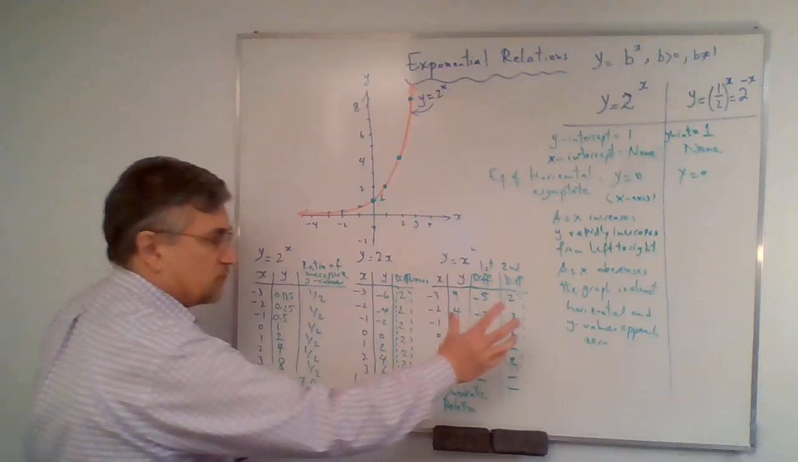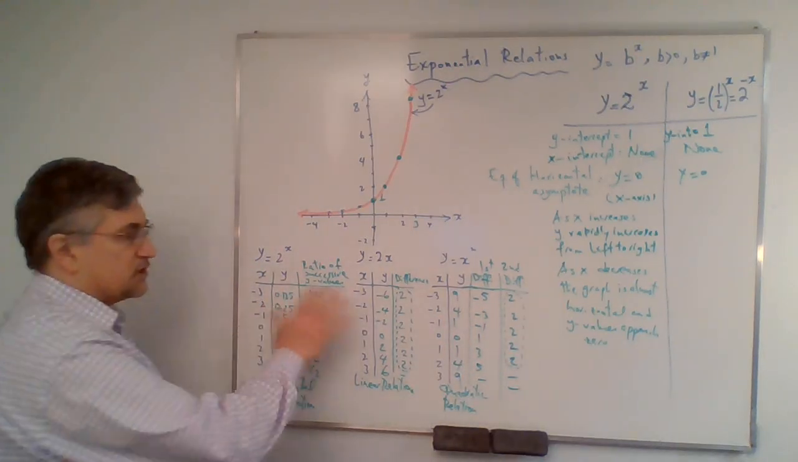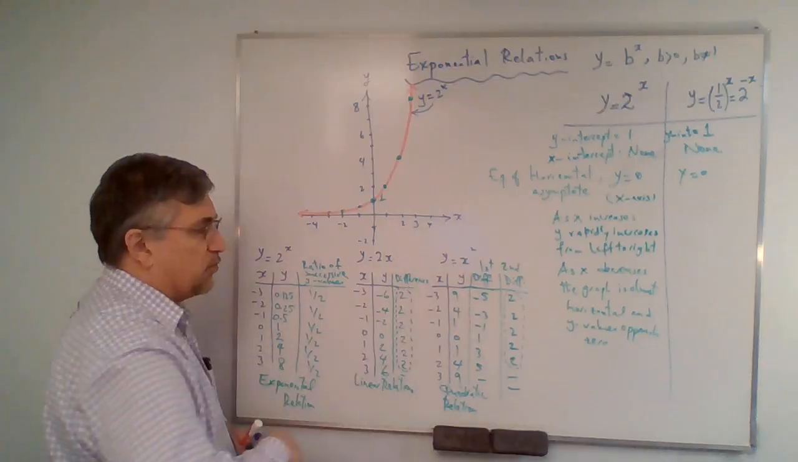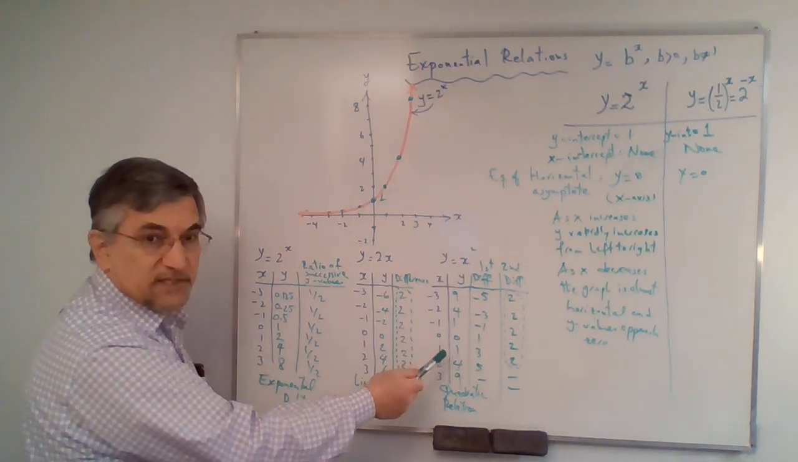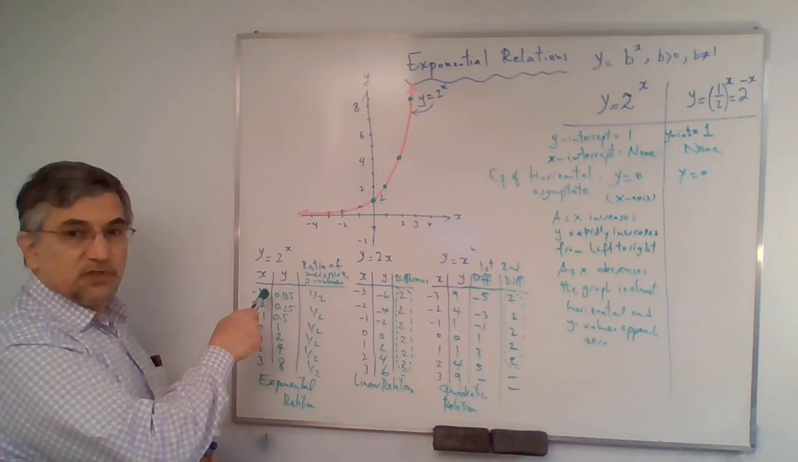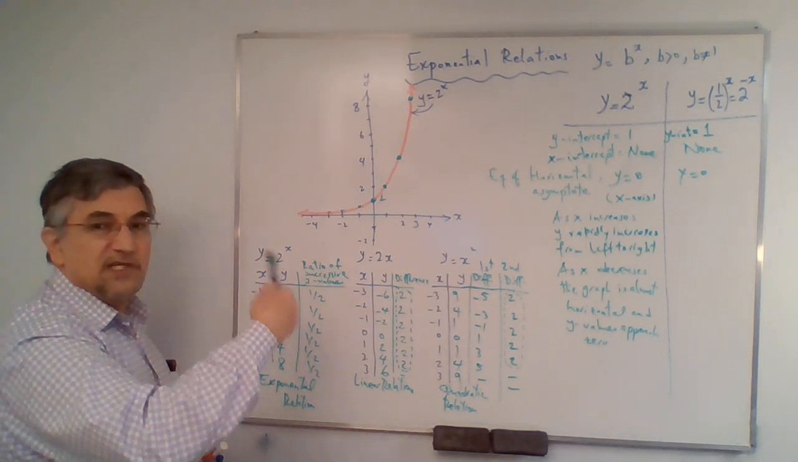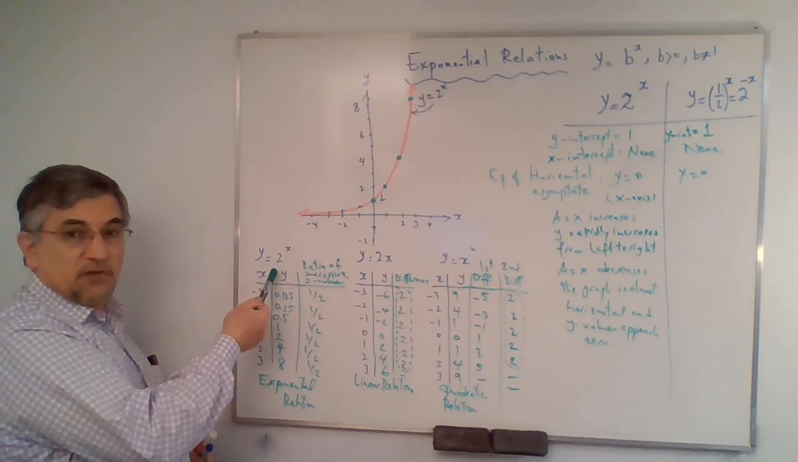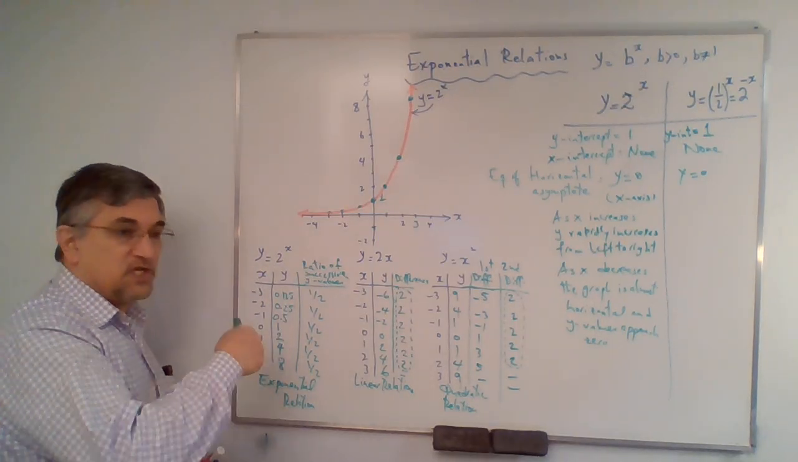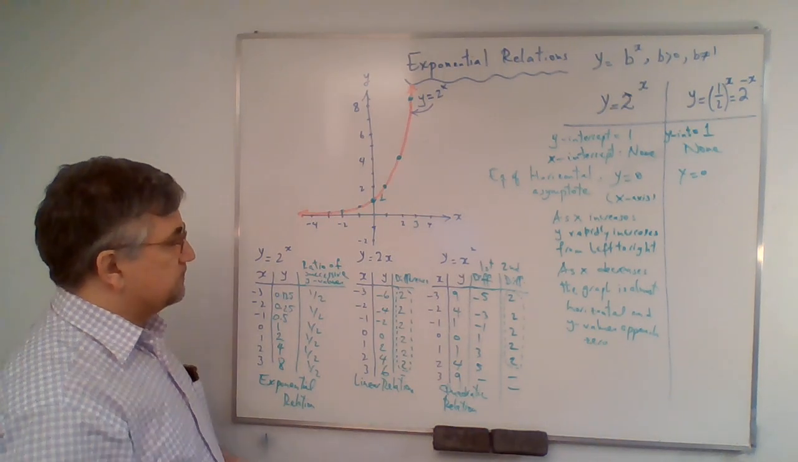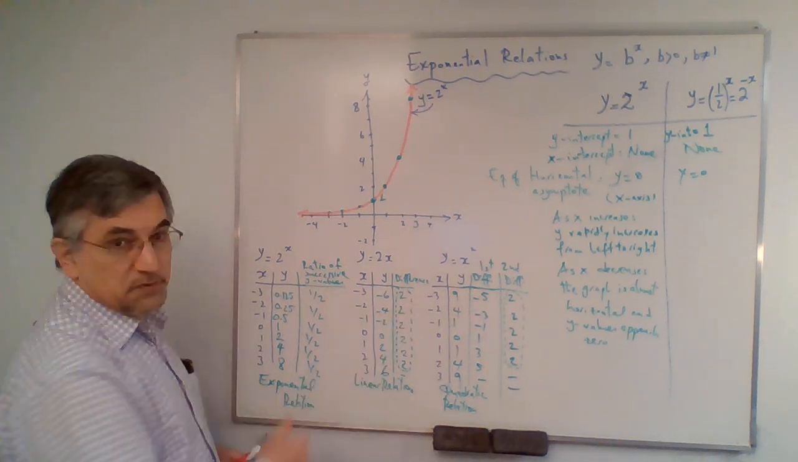So linear relations, quadratic relations, and exponential relations, we saw the differences in terms of the equations. The exponent of x is 2 in quadratic relations. The exponent of x is 1 in linear relations. And in exponential relations, the exponent itself is the x. So we have some other number like 2 or some other base, 3 or 10, raised to the exponent of x. So these are the differences between them.